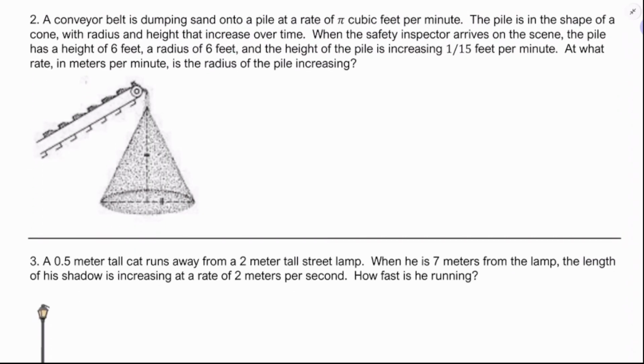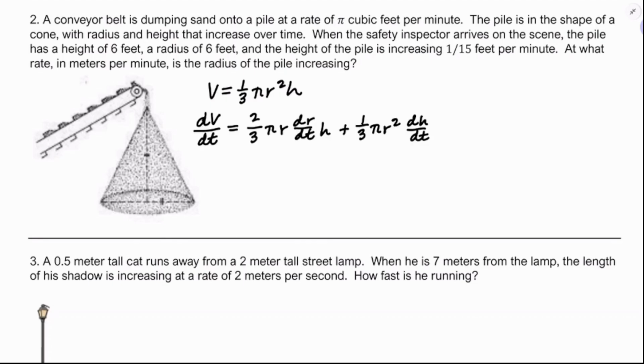All right, conveyor belt dumping sand onto a pile. Same story here. We're going to take the volume formula, but we're going to have to take the derivative of this one using the product rule because there's no similarity relationship. So I do that, and I plug in the information I've been given. The conveyor belt's dumping sand onto the pile at a rate of pi, so that's dV dt. 2/3 of pi multiplied by the radius, which is 6. dr dt is unknown. That's what I'm hoping to find eventually.